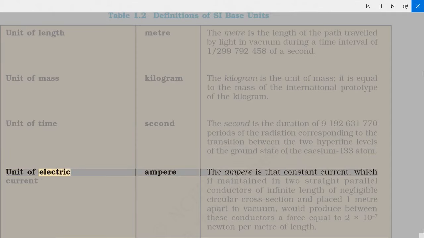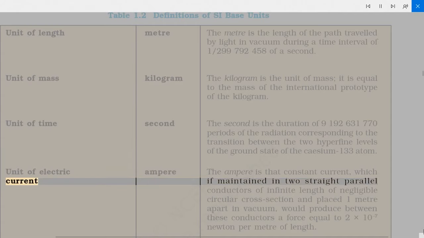Unit of electric current, ampere. The ampere is that constant current which, if maintained in two straight parallel conductors of infinite length, of negligible circular cross-section, and placed 1 meter apart in vacuum, would produce between these conductors a force equal to 2 × 10^-7 N/m of length.